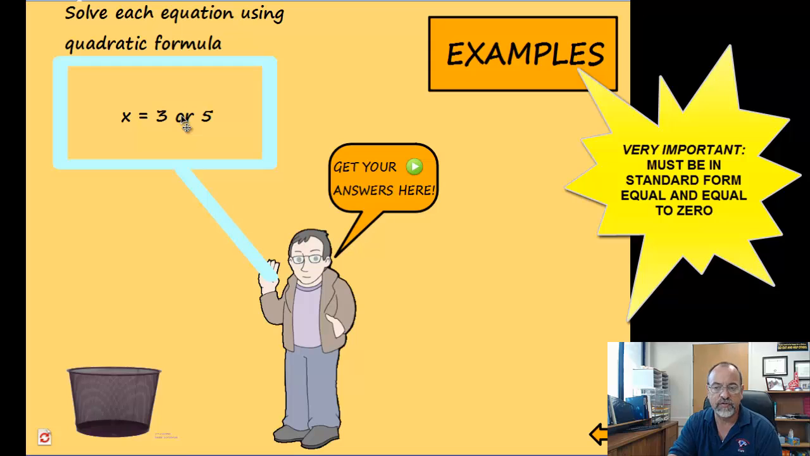Make sure it's in standard form. Use parentheses to help make sure that you don't lose that negative sign, and then just simplify using your arithmetic skills.